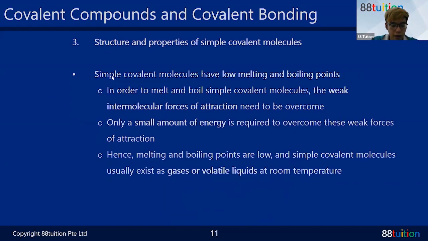Okay. So one of the properties of simple covalent molecules is that they have low melting and boiling points. For your ionic it is high because their electrostatic attraction is strong. You need a lot of energy to overcome. Right? So a lot of energy means you need to have high melting and boiling point.